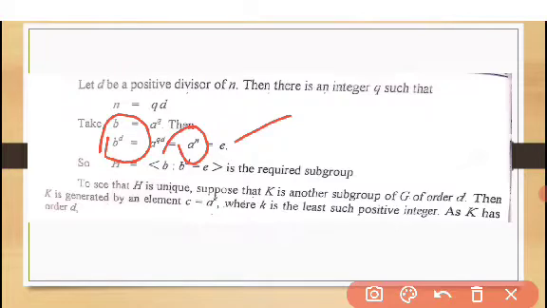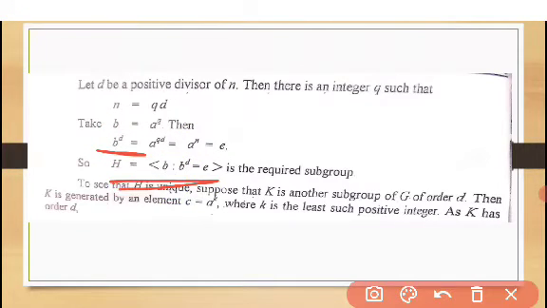It means that H is generated by B, where B is an element of H. This statement tells us that H is generated by B and the elements of H are D, for example 3, 4, 5, etc. Because B raised to power D gave us identity, H is the required subgroup. Now we will check whether H is unique or not.